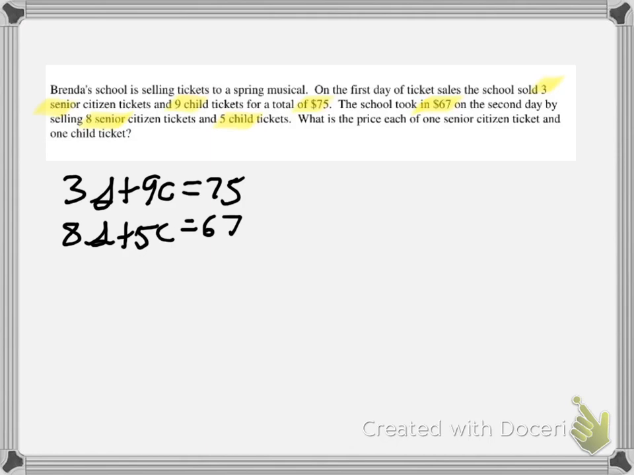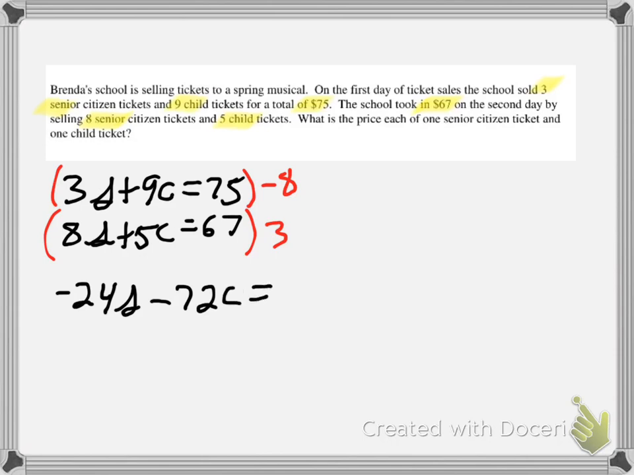So with a 3 and an 8, the smallest number that goes into both is 24. So make the top one equal -24 by multiplying it by -8. And the bottom one to be a positive 24 by multiplying by 3. So I get -24s minus my 72c equals my -600. And if I multiply the bottom one by 3, I get 24s, and then I get 15c, and I end up getting 201.